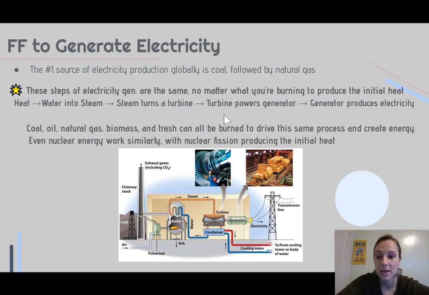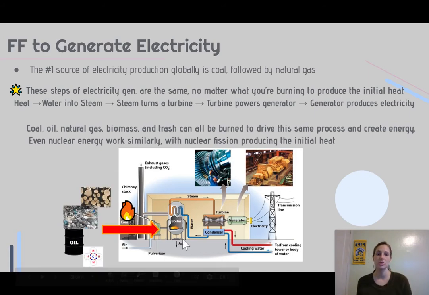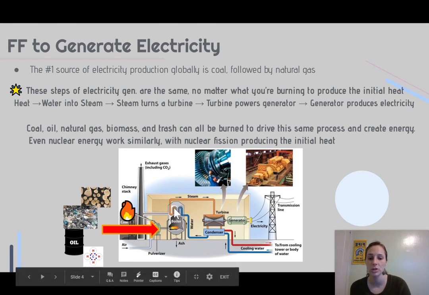So as I said, we can use coal, oil, natural gas, biomass, honestly, even trash. All these can be burned to drive the same process to create energy. Even nuclear energy, which we will talk about in future notes, works similarly. It's just nuclear fission producing the initial heat instead of the combustion of fossil fuels. But all of these things are going to cause the release of heat that is what starts this process going.